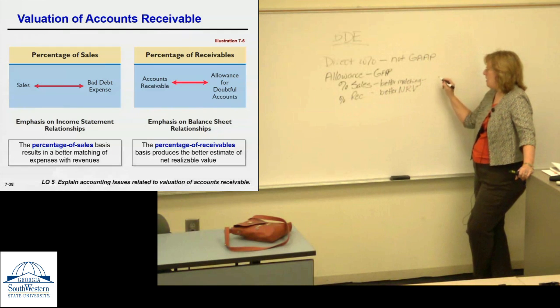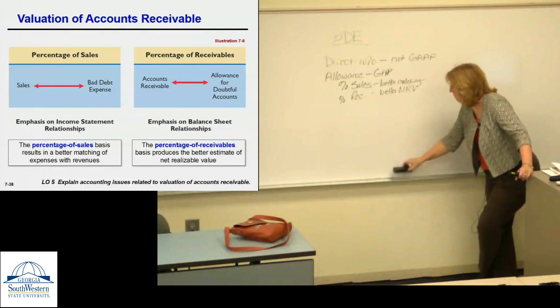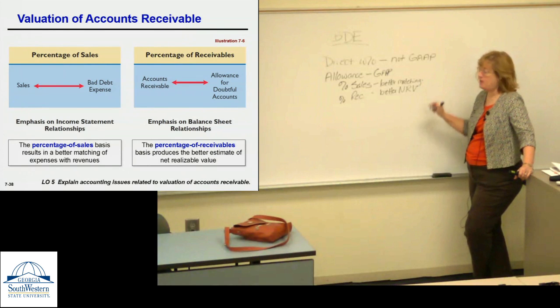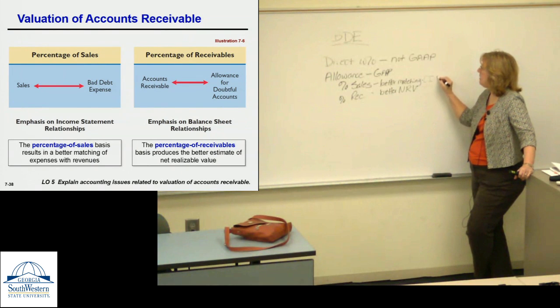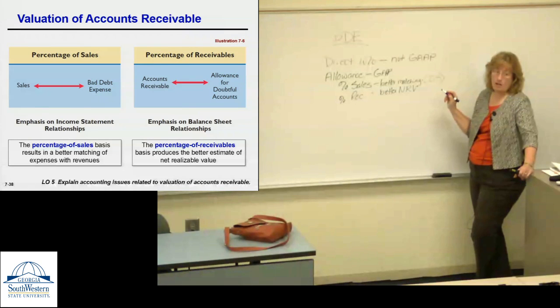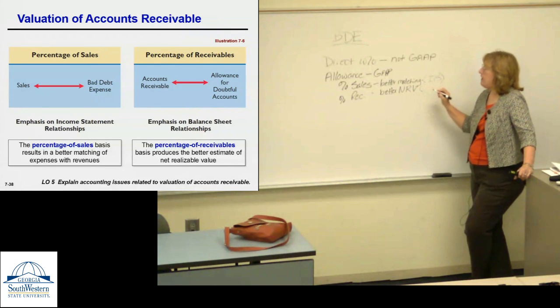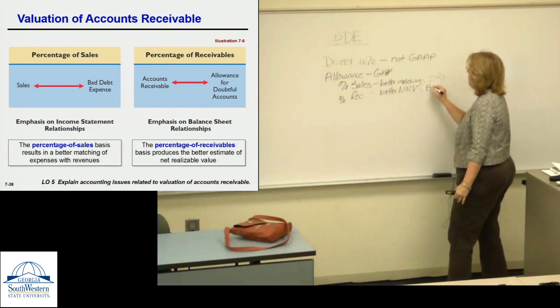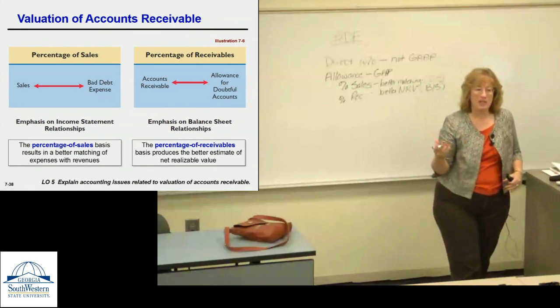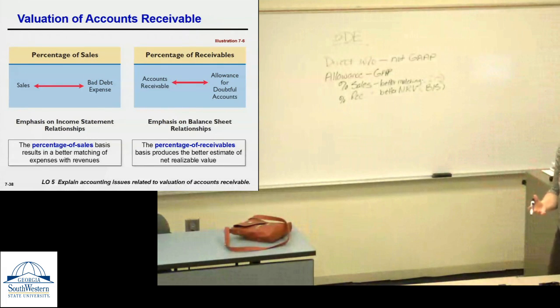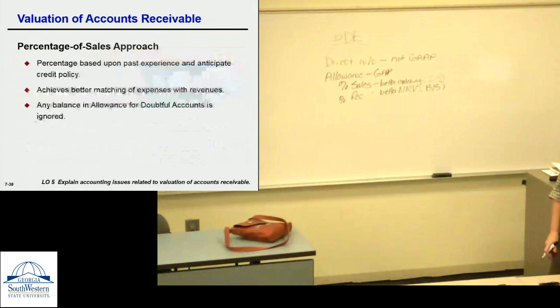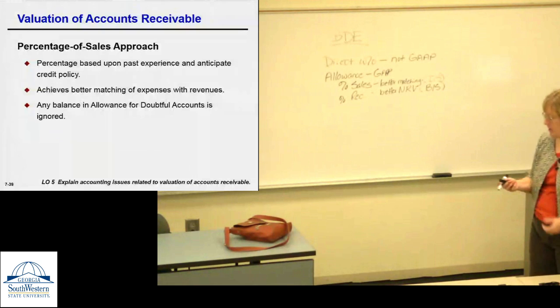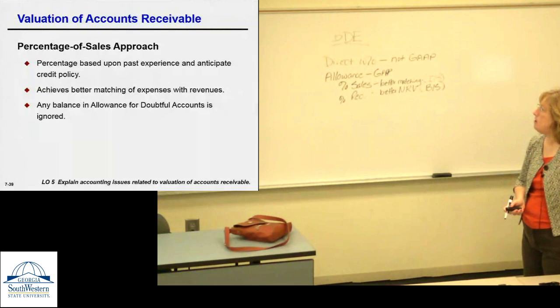Better matching of sales and expenses means it's better for the income statement, okay? Better net realizable value, meaning accounts receivable less allowance, that's better for the balance sheet. So the percentage of sales method is more of an income statement approach, and the percentage of receivables method is more of a balance sheet approach. All right, so now we'll see how to do both of these.